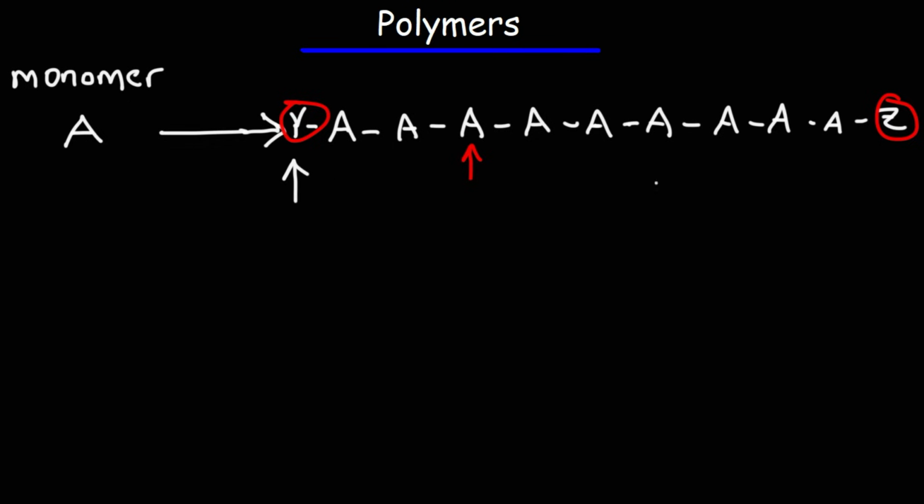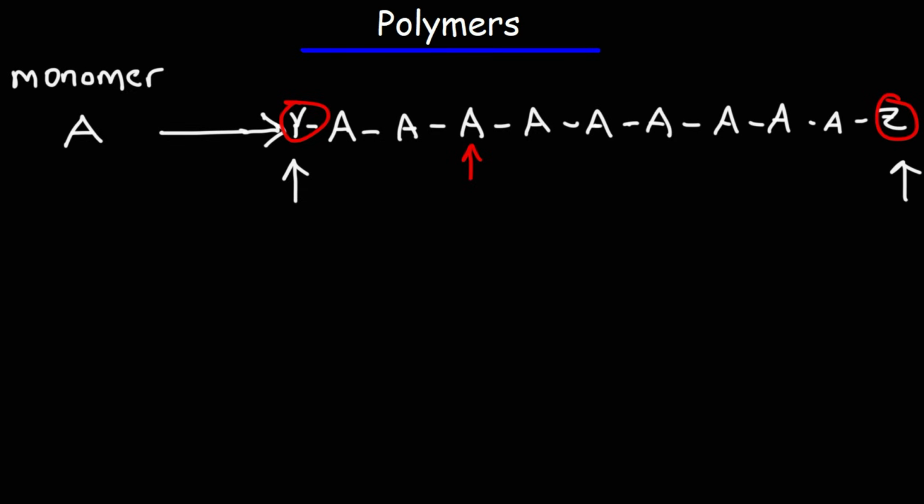The beginning and the end can vary depending on if you're using a free radical to initiate the polymerization, or if you're using a nucleophile in the case of anionic polymerization, or if you're using an electrophile in the case of cationic polymerization. So the identity of Y and Z can vary, but the key here is that it's the structure of the repeating units that determines the physical properties and also the size of the molecule.